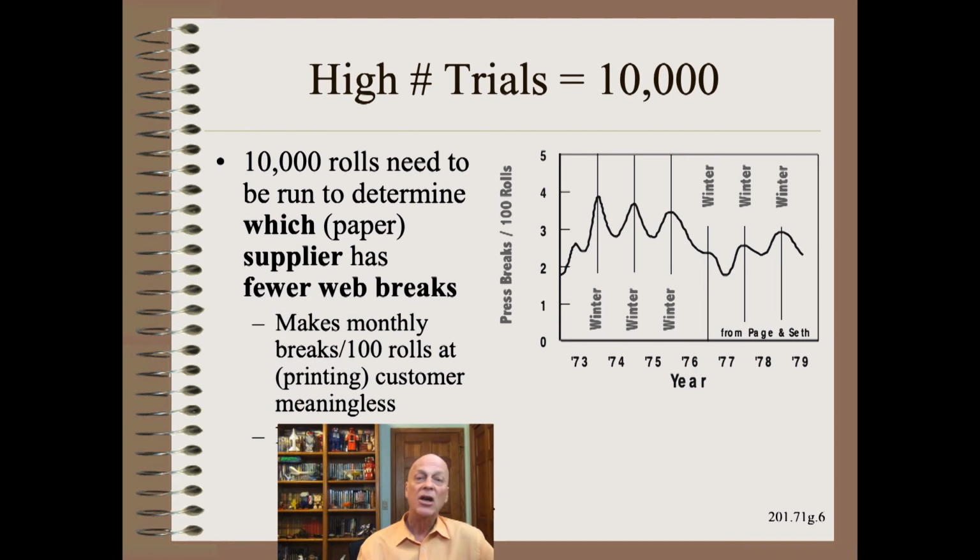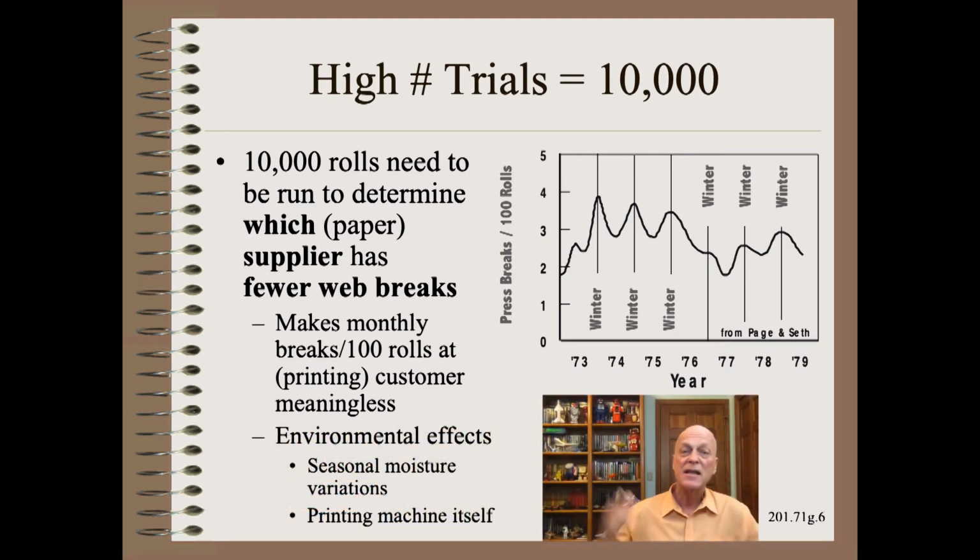That made the monthly web break report that most paper mills were following worse than worthless. These monthly management reports may be meaningless or even give the wrong impressions. This is all due to insufficient sample size. The details of things like this will vary with every customer in every situation. In this specific case, the seasonal moisture variations at the customer dwarfed any paper supplier differences.